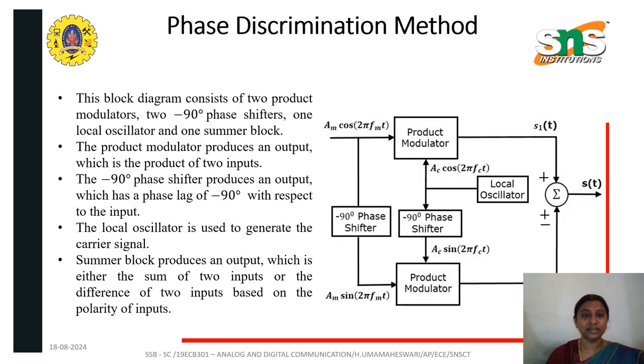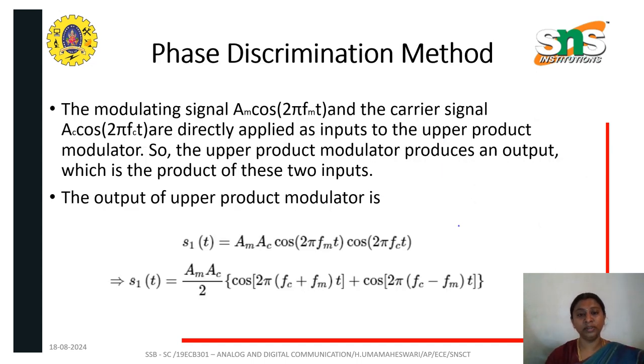Then the next one is the phase discrimination method. Here we'll have two product modulators, two phase shifters and an oscillator. Instead of a band pass filter, we'll have phase shifters here. The product modulator produces an output which is the product of two inputs. Then the 90-degree phase shifter produces an output which has a phase lag of minus 90 degrees with respect to the input. The local oscillator here is used to generate a carrier signal. Then the summer block produces an output which is either the sum of the two inputs or the difference of the two inputs based on the polarity of the input we are giving. This is the output of the product modulator. The mathematical expression is displayed here.